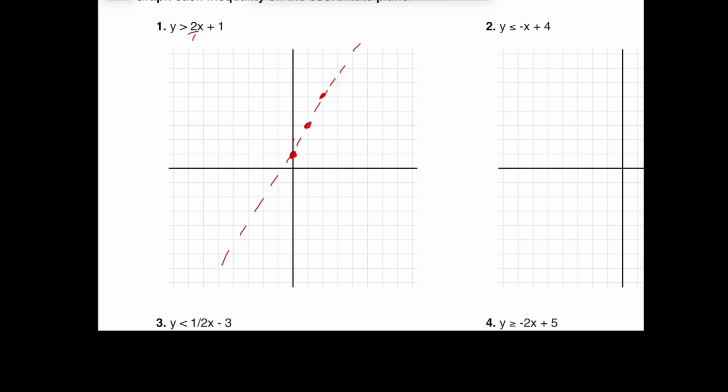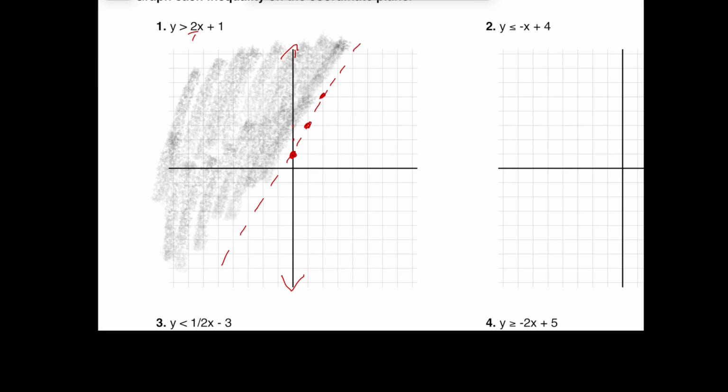Big, big, big. And right here, with an arrow up, my y's are going to keep getting bigger. Y's with an arrow down, they're going to get smaller. So I want to shade the side where the arrow goes up, and that, my friends, is right in here. Okay, so that's the side that I'm going to shade. And that's my answer. It means that any dot that I can pick in the shaded area is going to fit the equation. It's going to work.